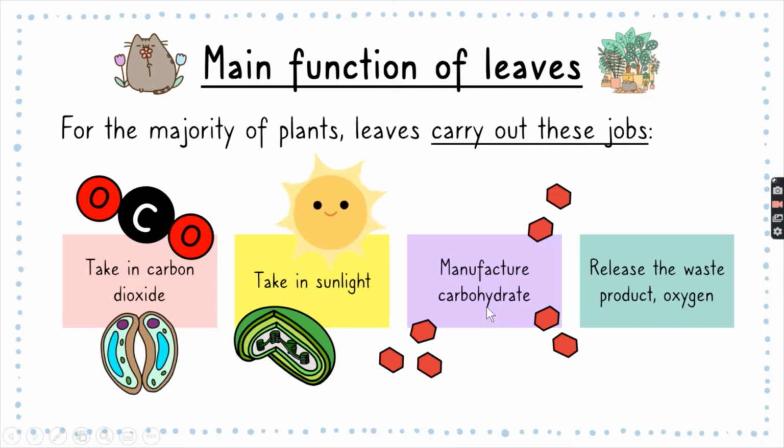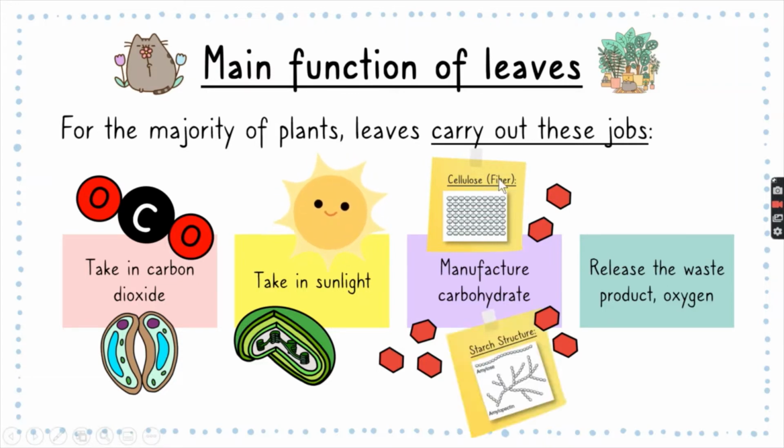They manufacture carbohydrate, and what we mean by this is basically the definition of photosynthesis, which is making food, and food is in the form of glucose. That is what we mean by manufacture or making carbohydrate. And this carbohydrate, glucose, can also be converted into cellulose. And if you recall, cellulose can be mainly found in the cell wall because cell walls are made up of cellulose. And cellulose is also a fiber. Leaves can also convert the glucose into starch for storage.